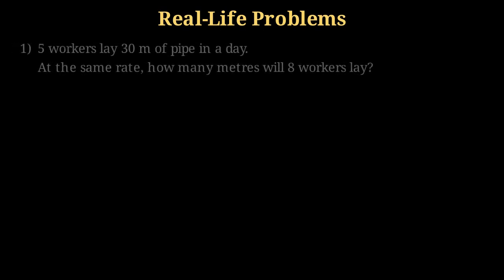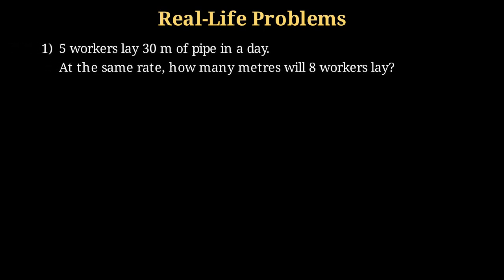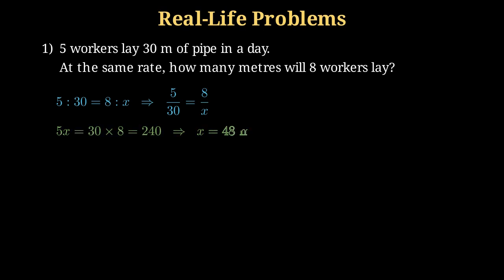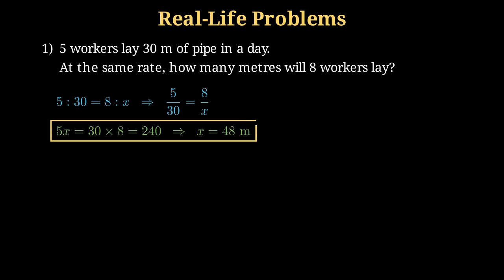Either way. Time to pay off the promise from the start of the lesson, real problems solved with the ratio method. Problem 1, our pipe crew. 5 workers lay 30 meters in a day. More workers means more meters, in the same ratio, so workers and meters form a proportion. 5 workers is to 30 meters as 8 workers is to x meters. As fractions, 5 over 30 equals 8 over x. Cross multiply, 5x equals 240, so x is 48 meters. Sense check: each worker lays 6 meters a day, and 8 sixes are 48.